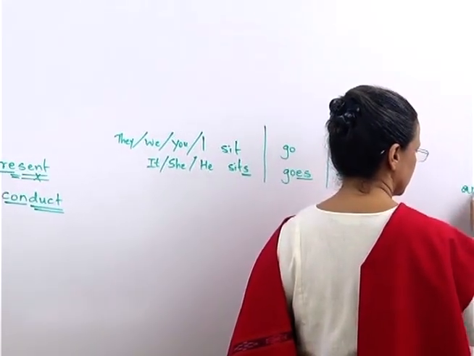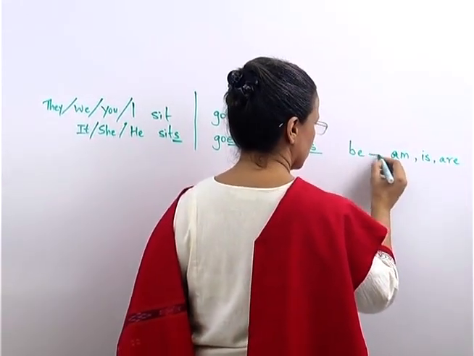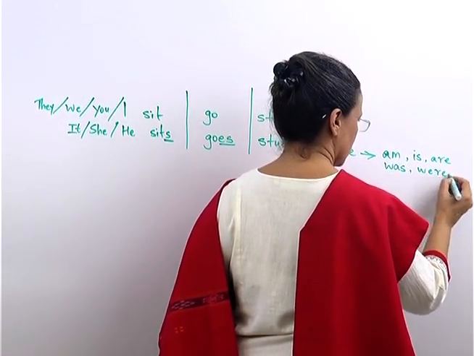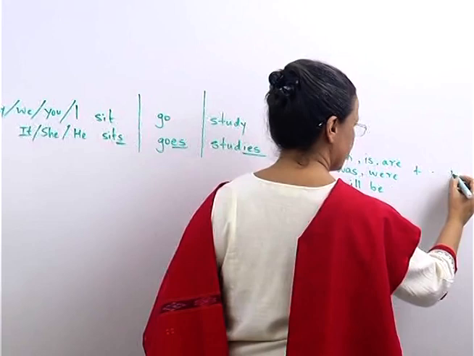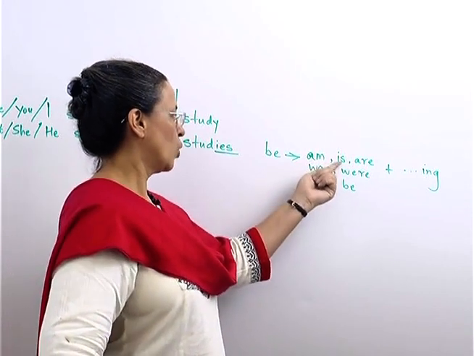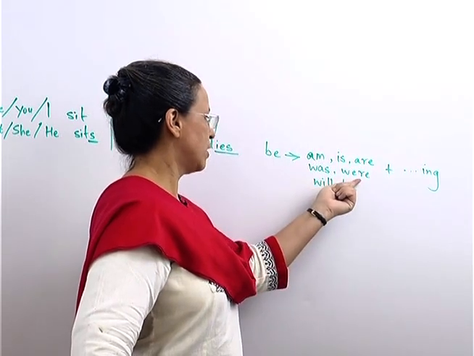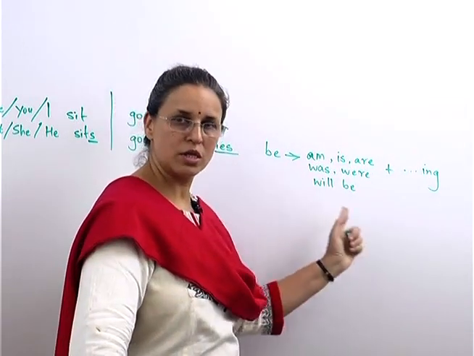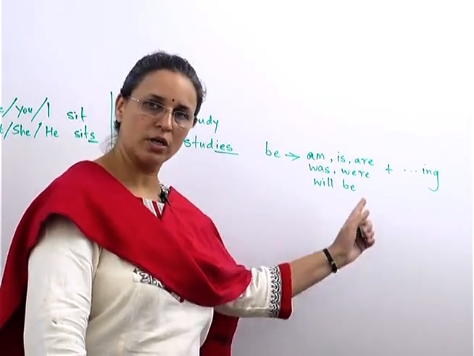Am, is, are, this all comes from be, correct? Was, were, will be, and then after this you can put the ing form. For example, I am teaching, he is sleeping, we are learning, he was writing, we were playing, they will be eating. So you can make continuous tense by using these helping verbs and then putting the actual verb that you're doing, actual action that you're doing in ing.